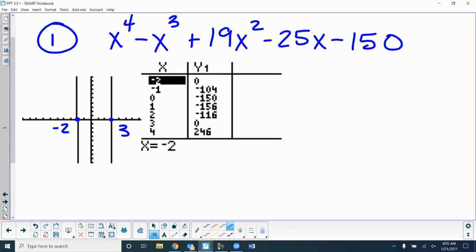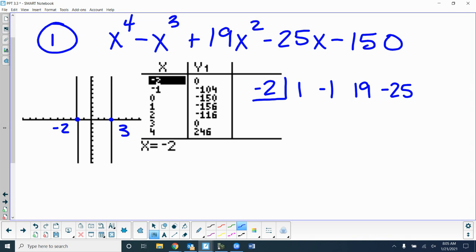Give me some room. All right, so it doesn't matter which one you start with. I usually just go left to right, but it doesn't matter if you start with the 3 or the -2. Okay, so I'm going to start with the -2. 4, 3, 2, 1, constant, so I don't need to add any zeros. So I got a +1, a -1, 19, -25, -150.